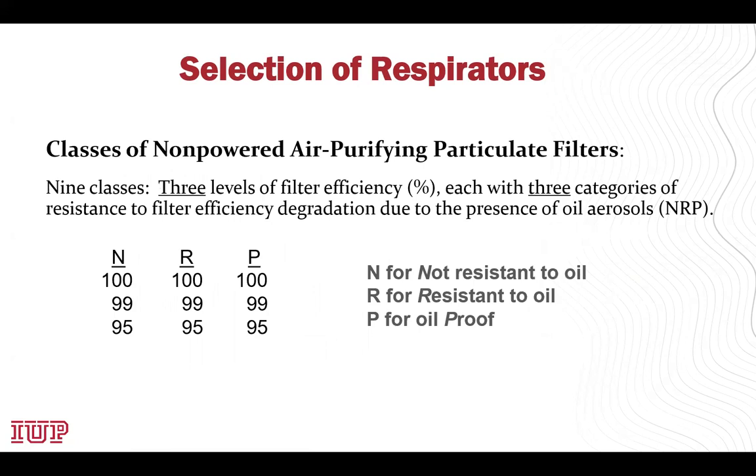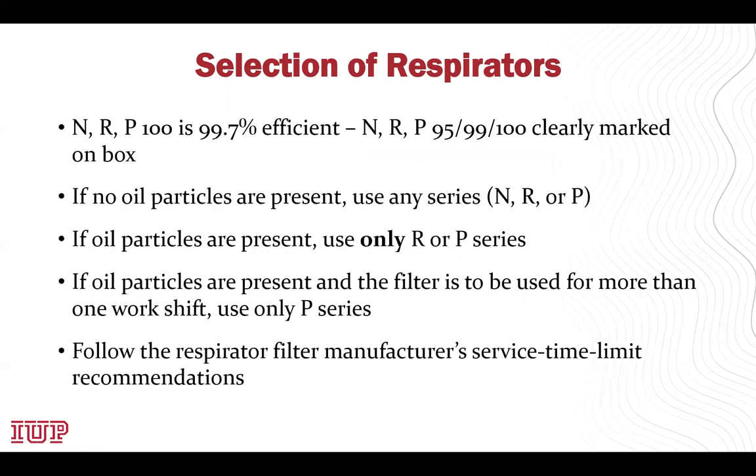Different classes of non-powered air purifying particulate filters. There's actually 9 classes if you look at them: 3 levels of filter efficiency or percentage, each with 3 categories of resistance. Resistance refers to filter efficiency degradation due to the presence of aerosols. You have N, R, P: N is not resistant to oil, R is resistant to oil, and P is oil proof. So there's your three, and then you have 100%, 99%, and 95%. So 3 times 3 is 9 classes. Again, the 100 is 99.97% efficient, and 95, 99, 100 are clearly marked on the box.